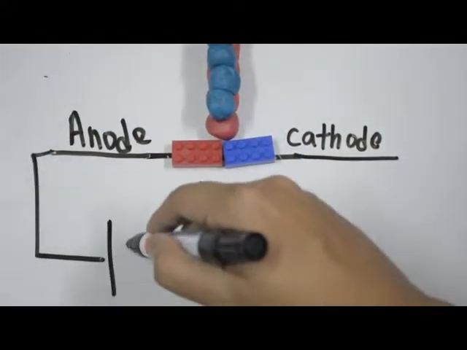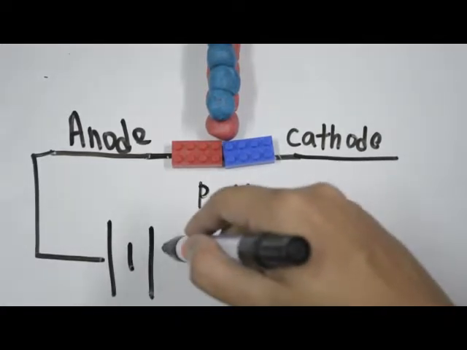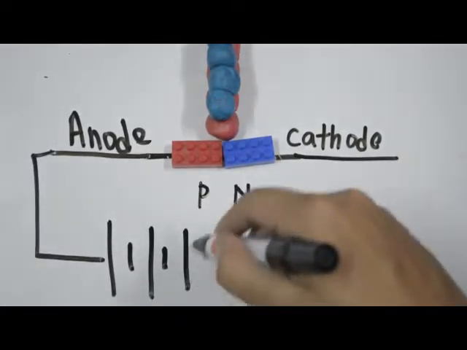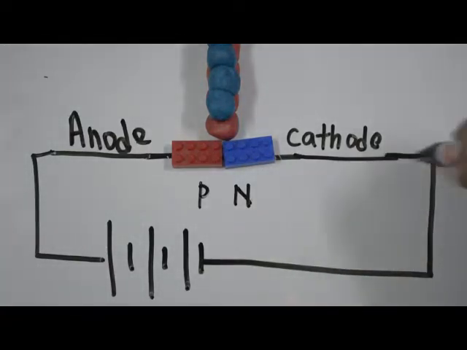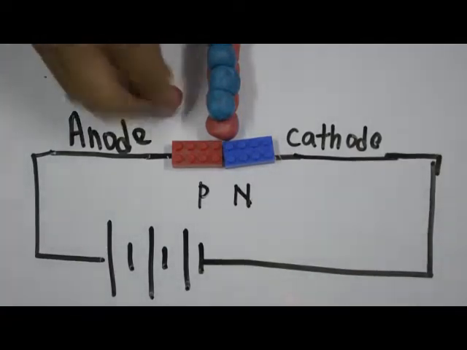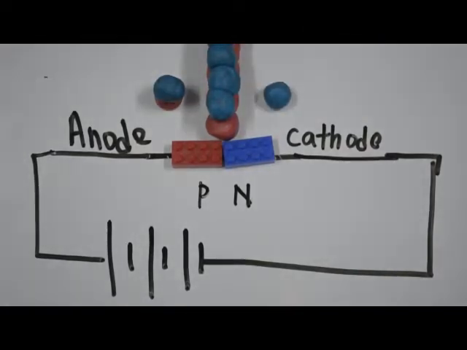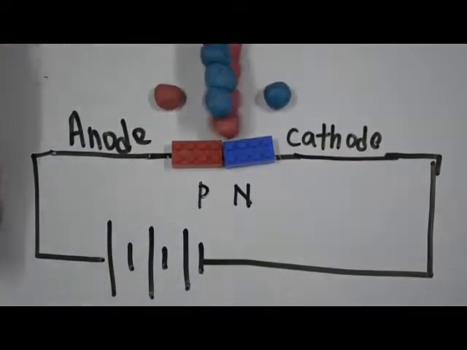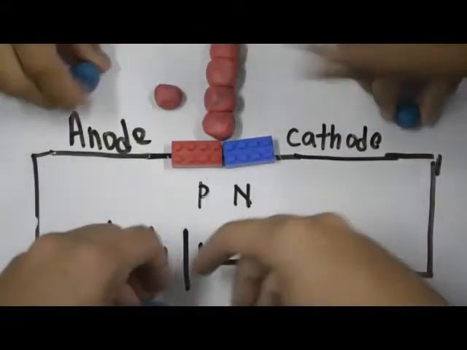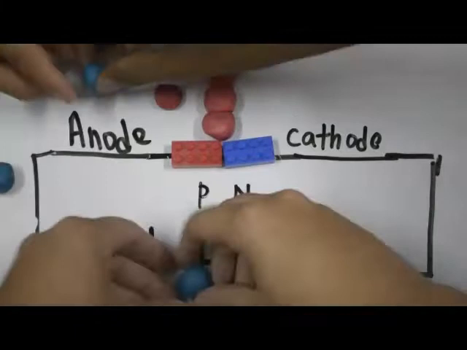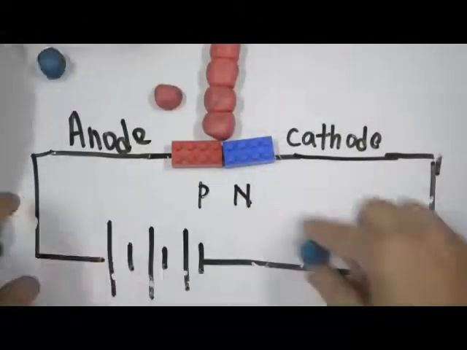Now, let's connect the diode correctly. We connect the cathode side of the diode to the negative terminal of the battery and the anode side of the diode to the positive terminal of the battery. The electrons on the P side would want to move out from the diode and into the wire towards the positive terminal. And when this happens, it frees up more holes to be filled by electrons from the N side.